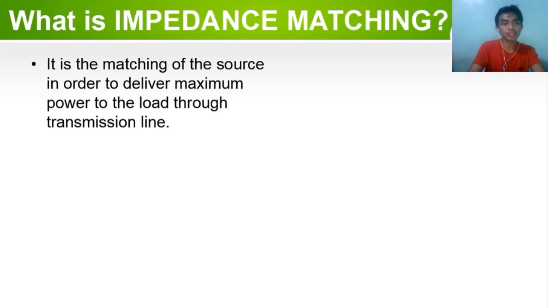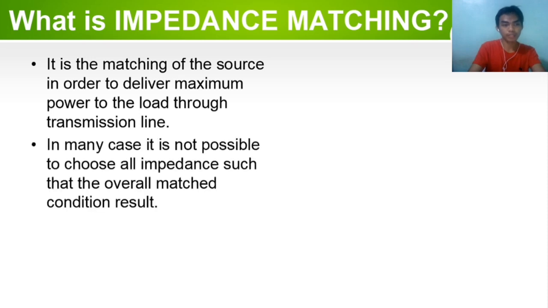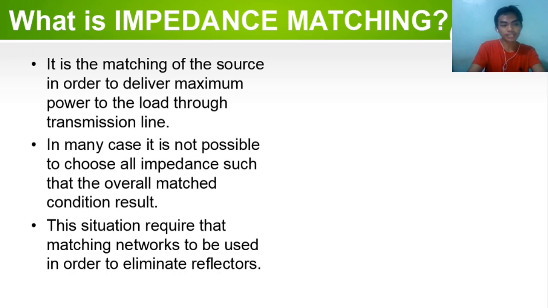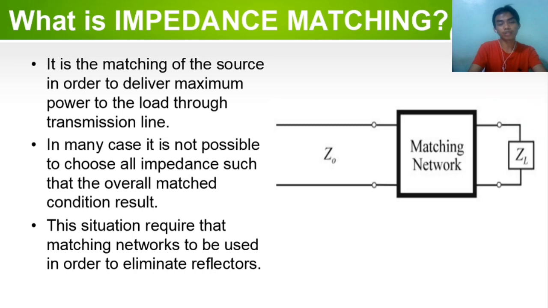It is the matching of the source in order to deliver maximum power to the load through a transmission line. In many cases, it is not possible to choose all impedances such that the overall match condition results. This situation requires matching networks to be used in order to eliminate reflection. So we have here the matching network between a characteristic impedance and the load impedance.